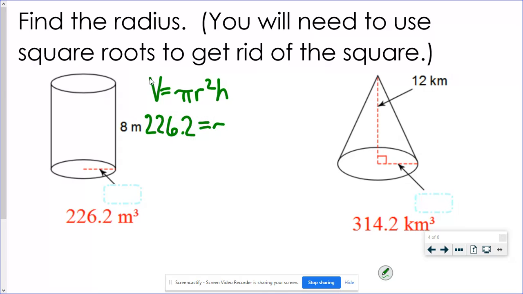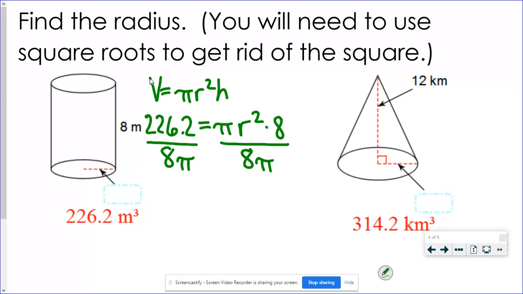I'm not going to bother writing in any labels during my problem. I just put labels at the end. There's my pi. My radius, I don't know, but the height I do. So right now, the r squared, can't get rid of the square right now. That's going to be the very last thing to do. I have to get rid of multiplying by the pi and by the h. So I'm going to show that. So let's get rid of, I usually write the number first and then the pi.